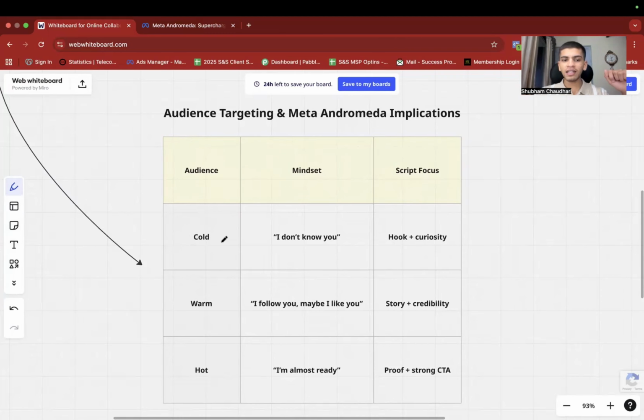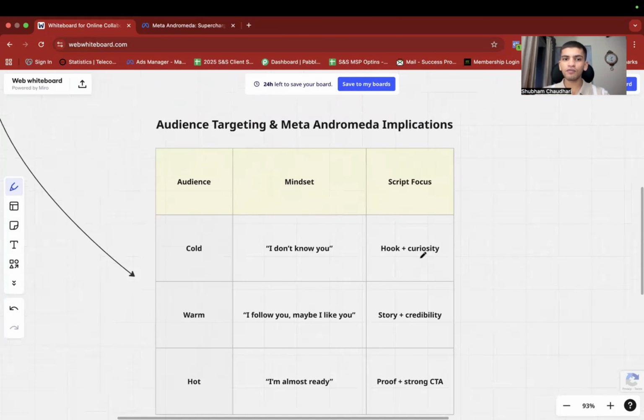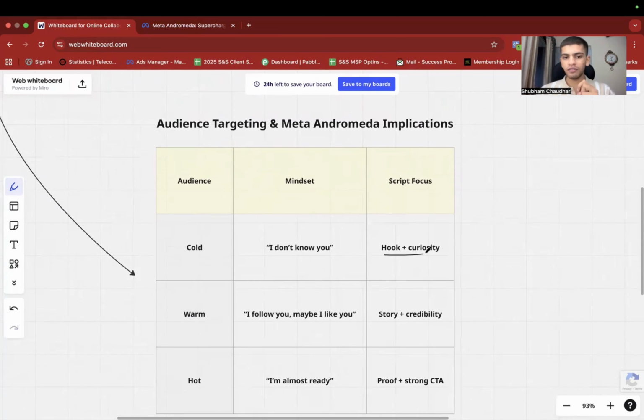So if you are selling to a cold audience, it is very important to know that the mindset they might be having is, I don't know you. So for people who don't know you, what exactly will be the focus of the script? It will be hook and curiosity. Hook and curiosity means what? That you are trying to introduce yourself to them, right? So this script should be more about how it works for you, what you do, how long you have been doing it, all about yourself, right?